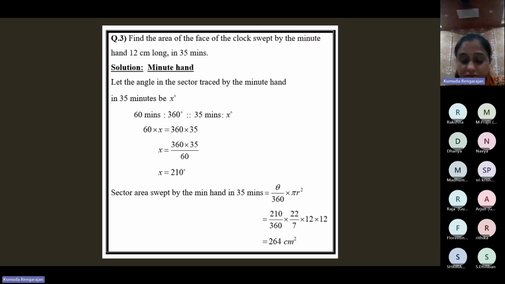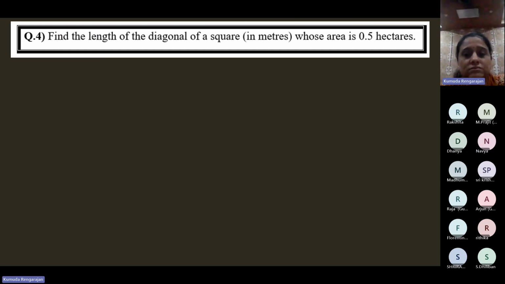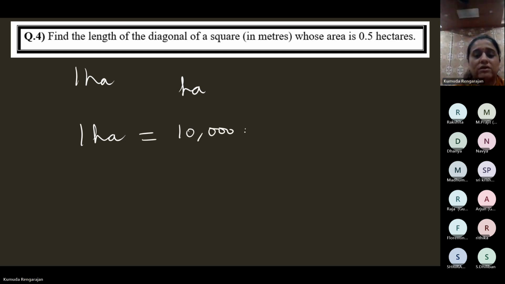That was about the third one. Now, hectare is a unit for area. 1 hectare, short for hectare is HA, not HE. HA means 1 hectare, which has an area of 10,000 meters square. An area of 10,000 meters square is equal to 1 hectare.